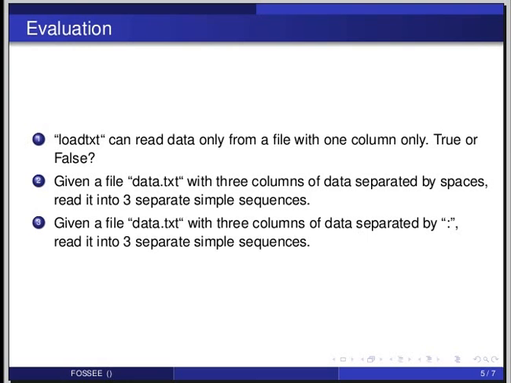Now let's check the questions. First one, loadtxt can read data from a file with one column only. Is it true or false? Then second one, given a file data.txt with 3 columns of data separated by spaces, read it into 3 separate simple sequences. And the third one, given a file data.txt with 3 columns of data separated by semicolons, read it into 3 separate simple sequences.